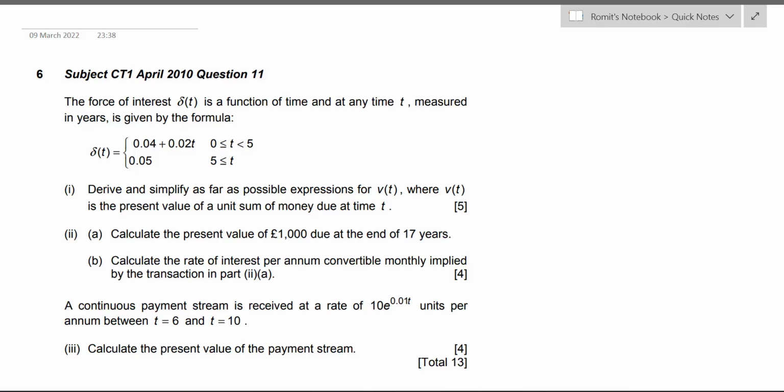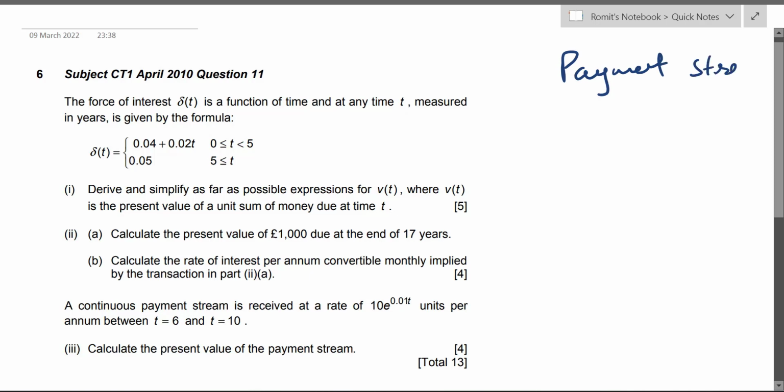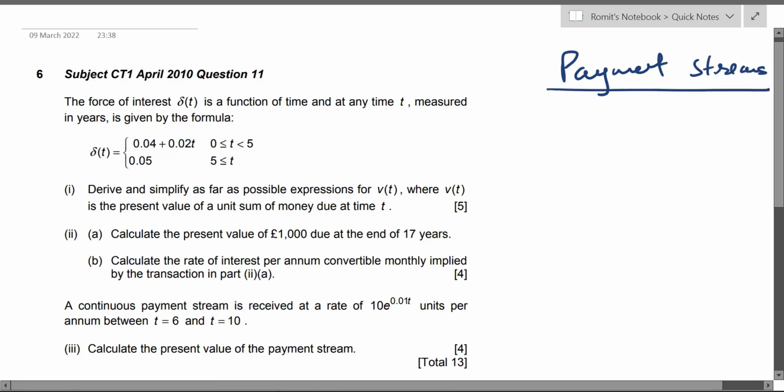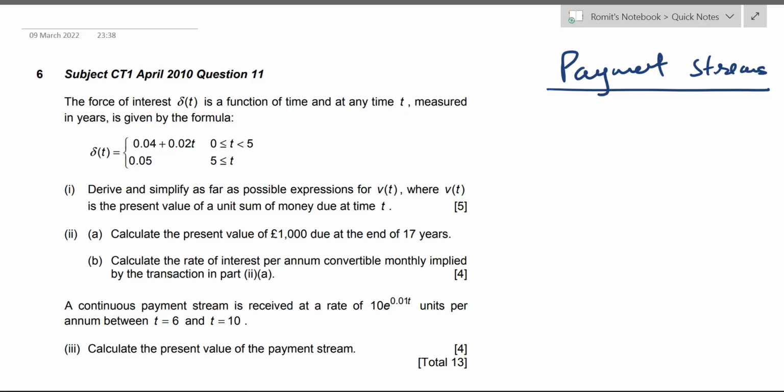Okay. So here I want to discuss this topic related to payment streams, their discounting and accumulation. Students say that they face issues with this, so let me make it clear how exactly this works.